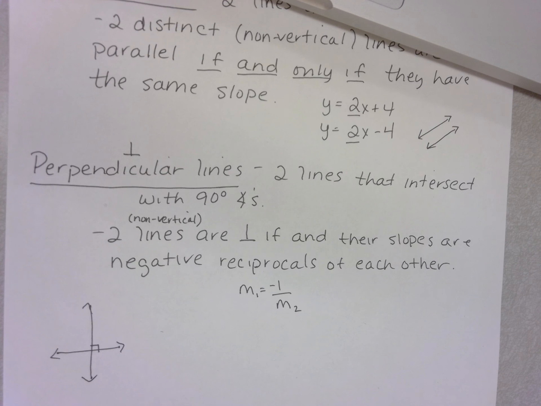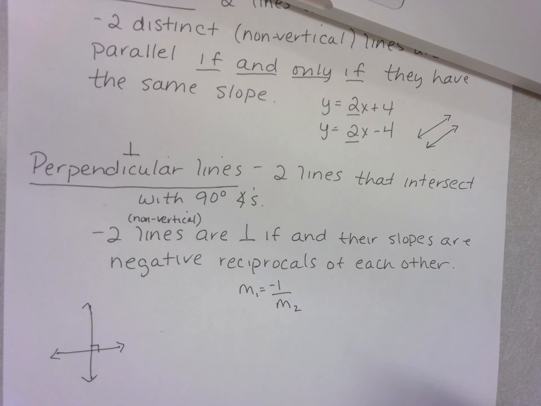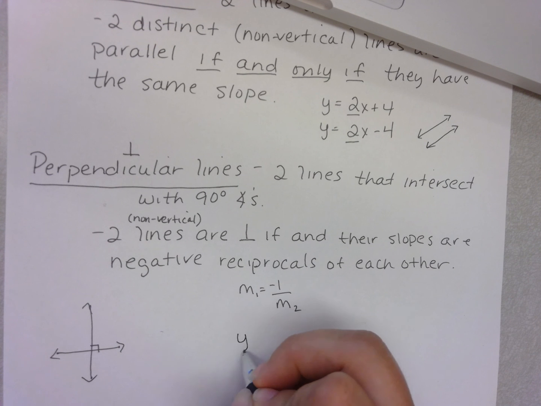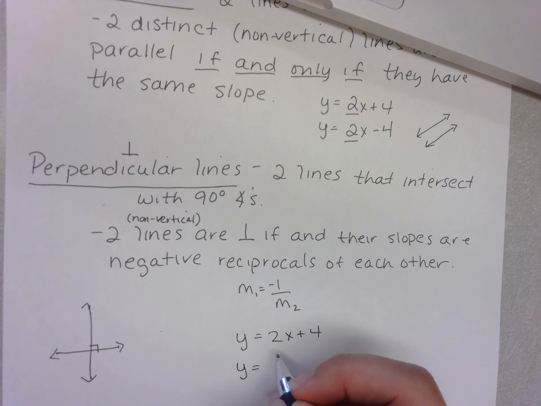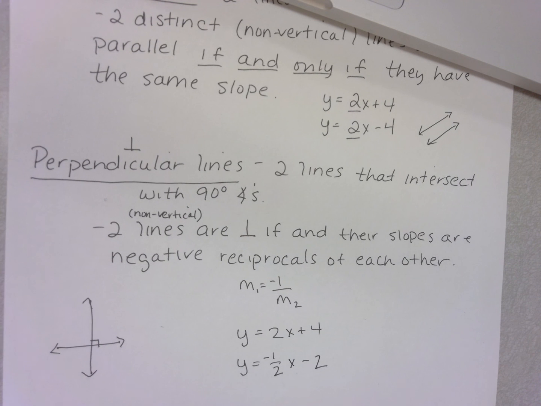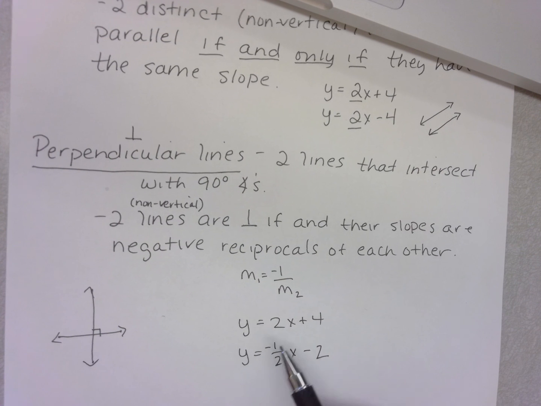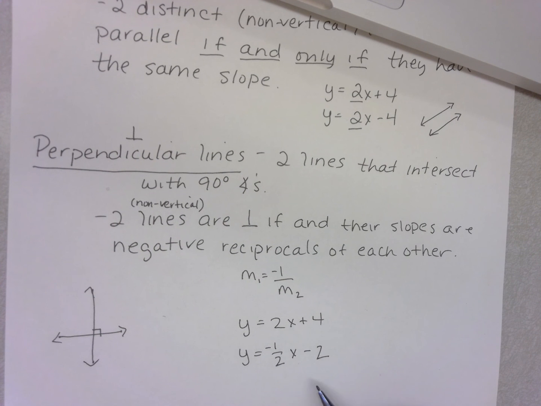You can tell if 2 lines are perpendicular to each other if their slopes are negative reciprocals of each other. That means one slope is the negative reciprocal of the other slope. For instance, if I had y equals 2x plus 4, and y equals negative 1/2 x minus 2, since the reciprocal of 2 is 1/2. These 2 lines would be perpendicular because their slopes are negative reciprocals of each other.